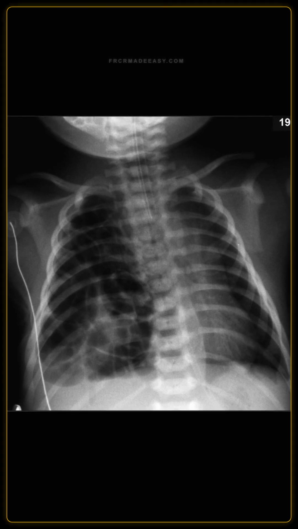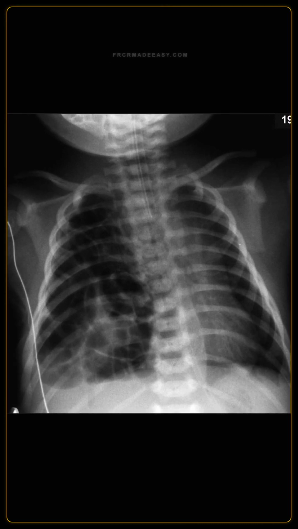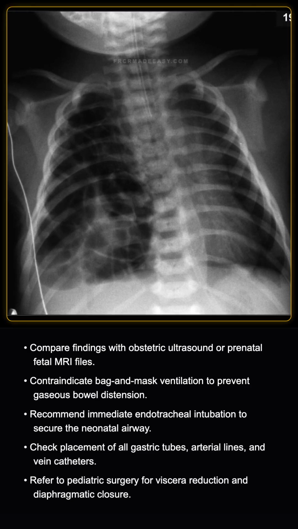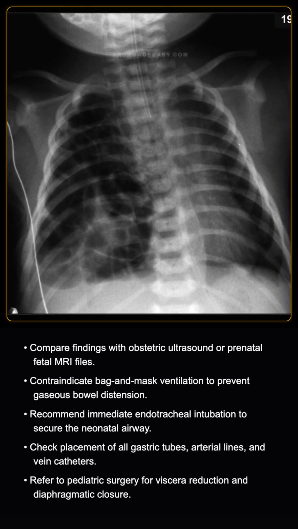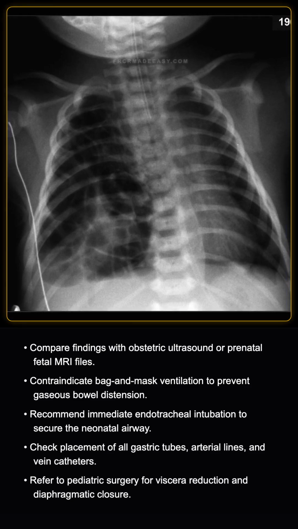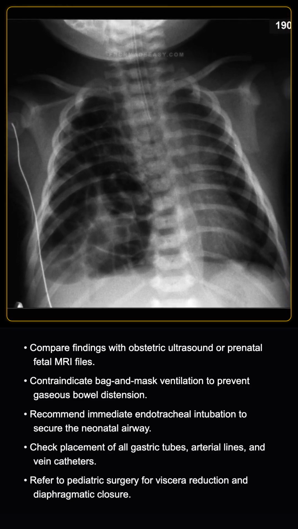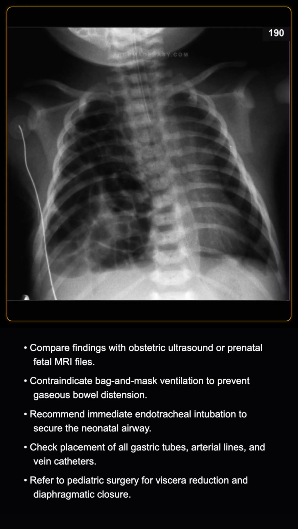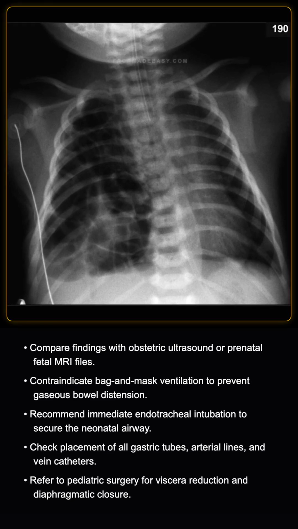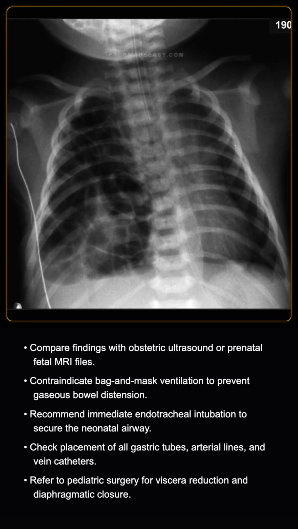How would you manage this patient as a radiologist? As a radiologist, I would recommend comparing this radiograph with prior prenatal obstetric ultrasound or fetal MRI records, which often suspect the diagnosis. I would suggest urgent clinical correlation and advise against bag and mask ventilation, as it distends the herniated gastrointestinal tract with air and worsens lung compression.